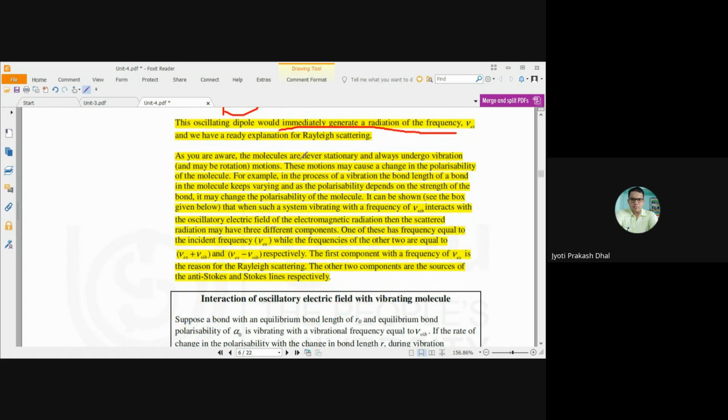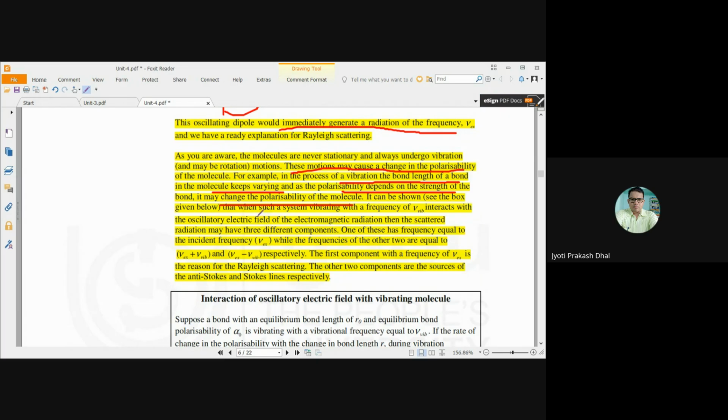Okay, so the molecules are never stationary and always undergo vibrational motion. These motions may cause a change in polarizability of the molecule. For example, in the process of vibration, the bond length of a bond of the molecule keeps varying, and the polarizability depends upon the strength of the bond. It may change the polarizability of the molecule.